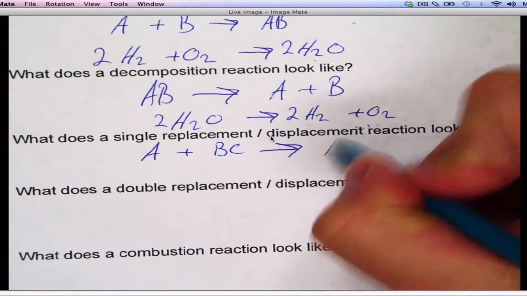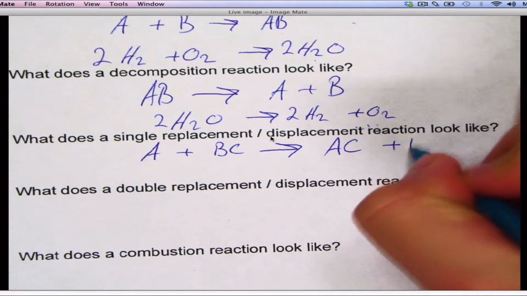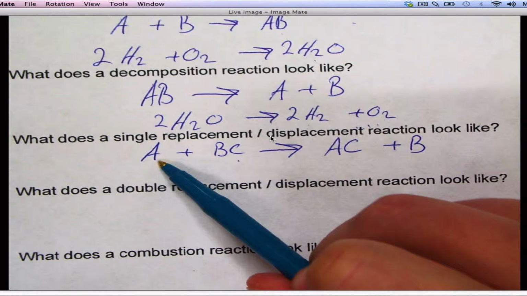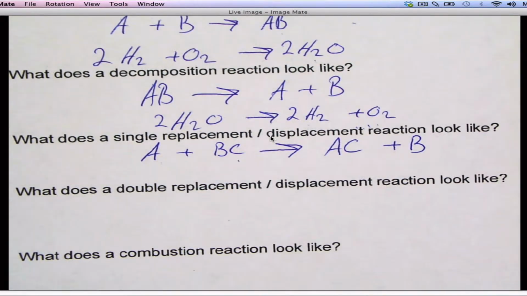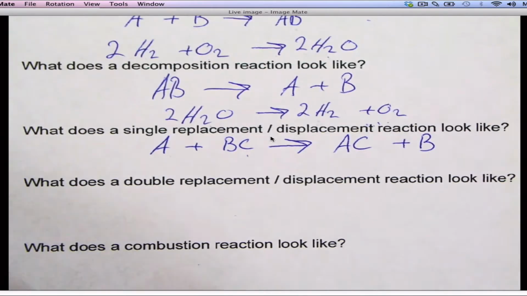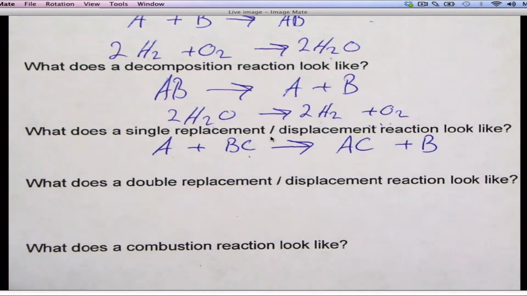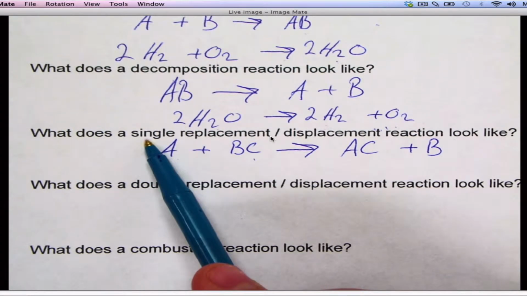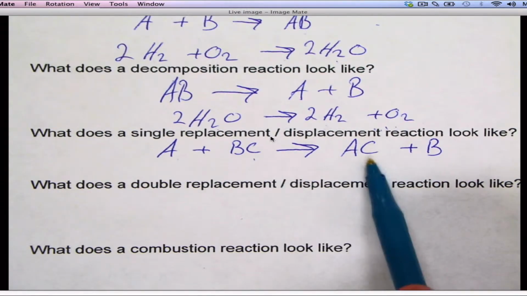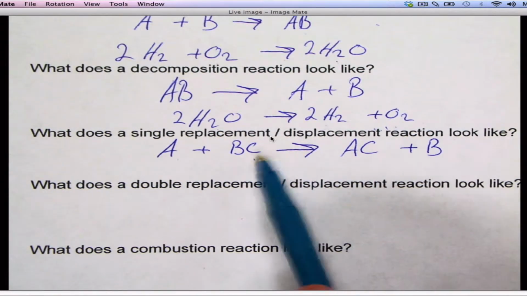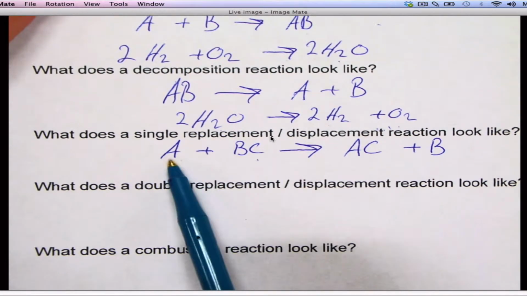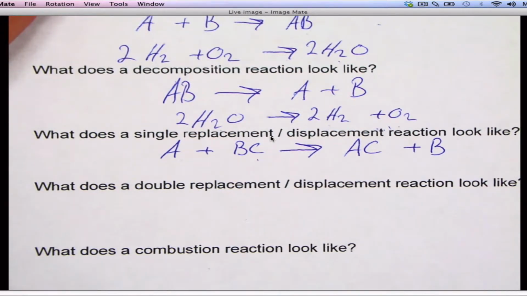Reacts to make these. So notice how one of the elements switch spots. All right, so now we made a new compound and a new element. So think a single replacement or displacement, keyword single, that means one. Displacement means it moves. This one moved to this one. All right, so one moves. And always in a single replacement reaction, you're always going to have an element and a compound that reacts. Always.